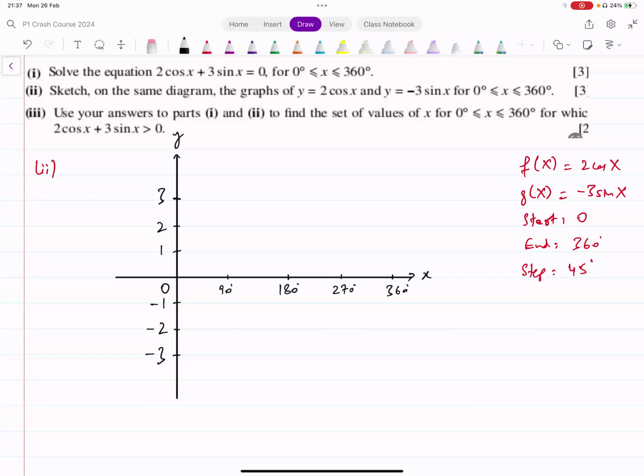Let's just plot those points now. So when x equals 0, you'll have 2 here, then 0, then -2, 0, and 2. The graph is going to look like this for 2 cos x. If you don't remember the shape of the graph, you can take more points at 45-degree intervals. Those points are going to come here, like this.